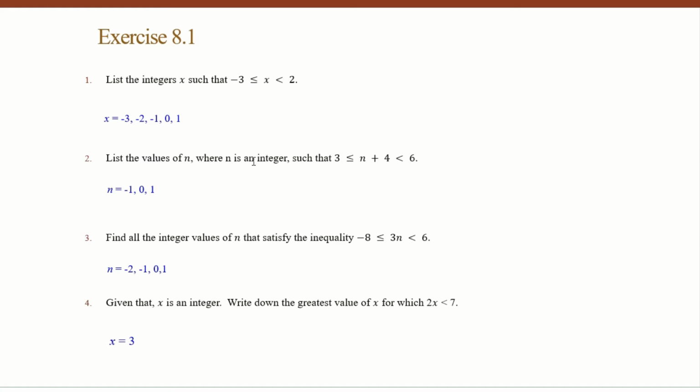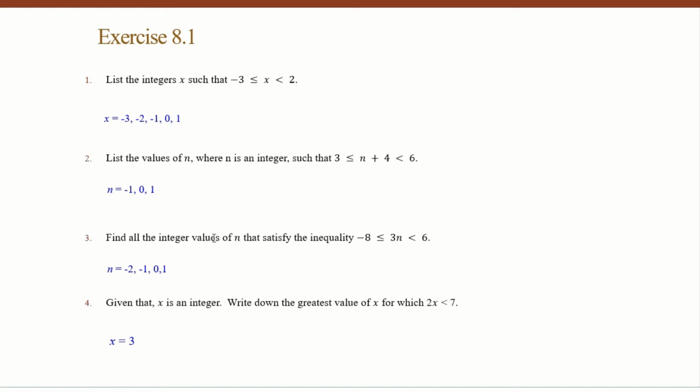List the values of n where n is an integer such that n plus 4 is more than or equal to 3 but less than 6. So you minus 4 on the left, minus 4 on the right, and you see what n satisfies. When you minus 4 on the left, you will get -1. You minus 4 on the right, you will get 2. So n is more than or equal to -1 but less than 2. Therefore, you are left with -1, 0 and 1.